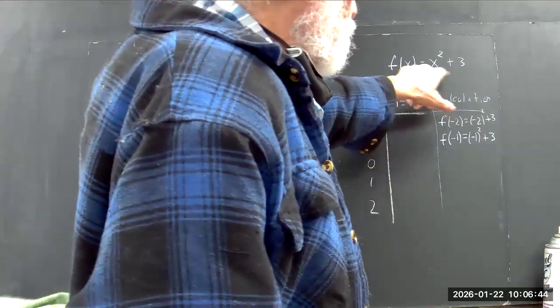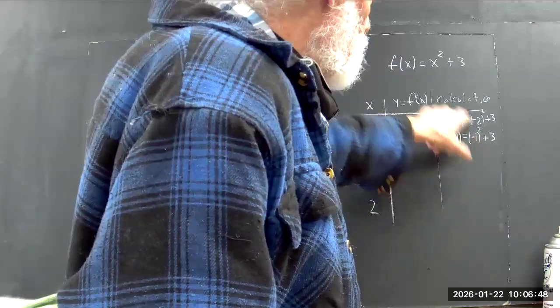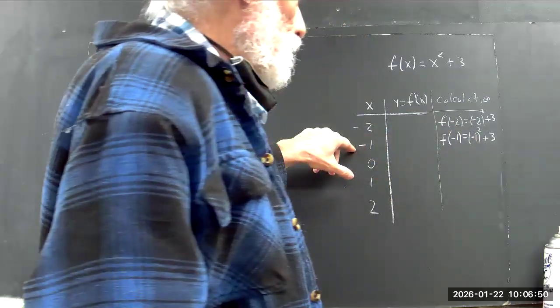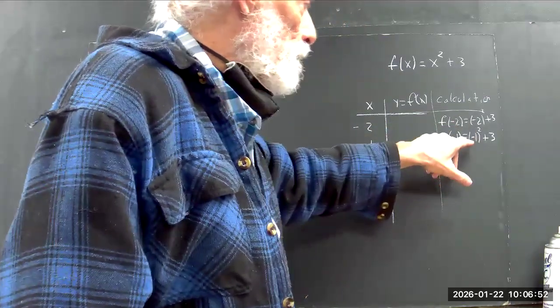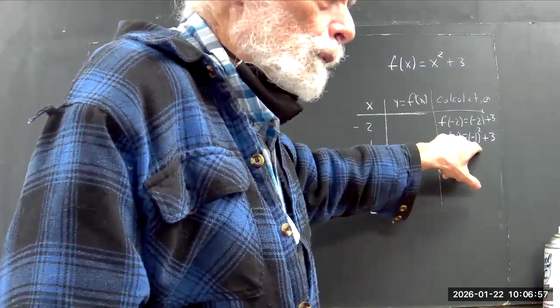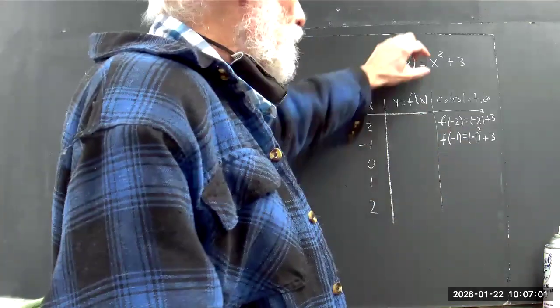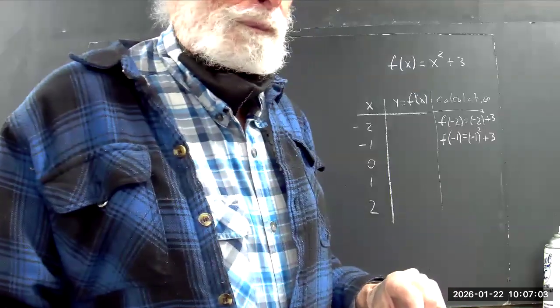So I just write out the definition, replacing x by its value. Now notice that I've got a parenthesis around the -1. It's the -1 that's getting squared, right? Because x is -1, you've got to square the whole x.